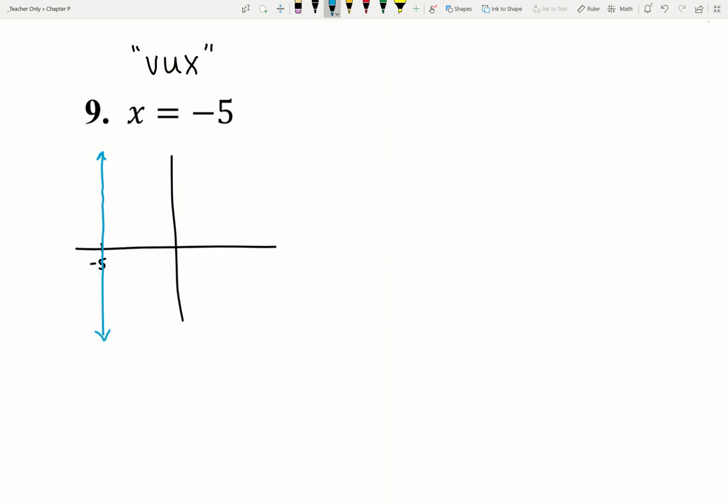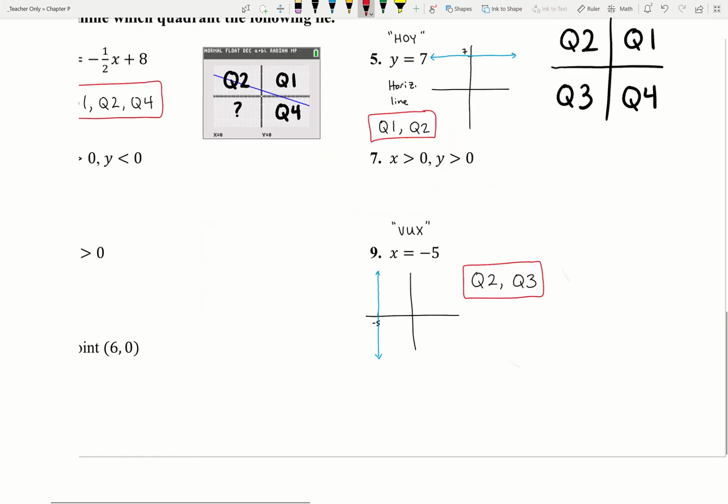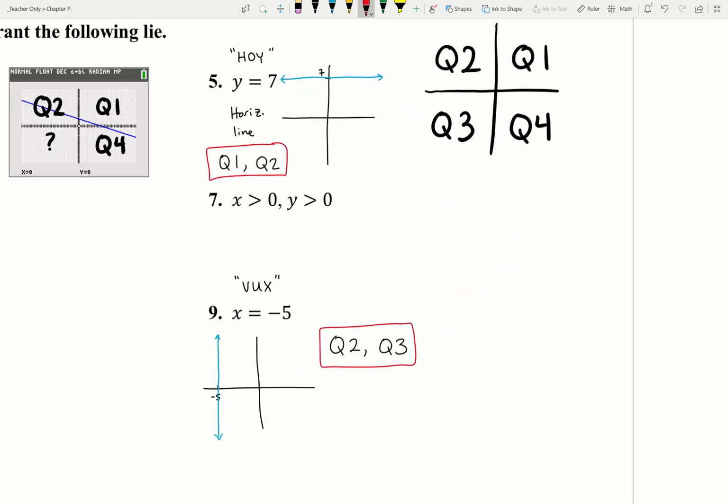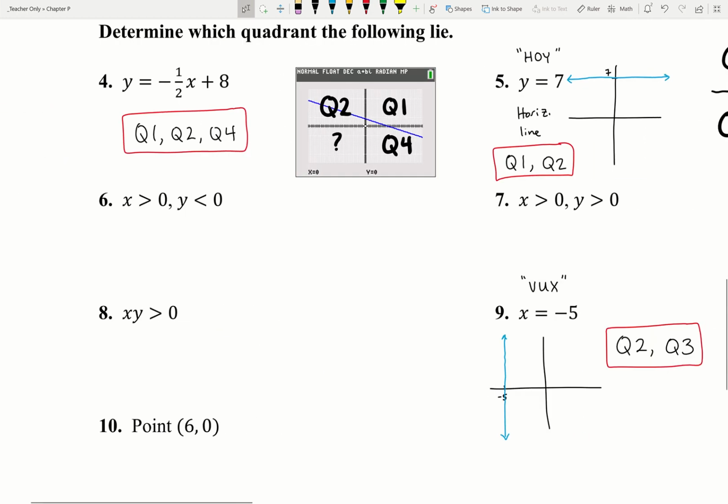Okay, and again, if the question is what quadrants are we in for that line, that answer would be we are in quadrant 2, and we are also in quadrant 3 for that object. Okay, so if you have a HOY, a horizontal line, or a VUX, a vertical line, then you can just create some quick sketches of that and then determine what quadrants you're in.